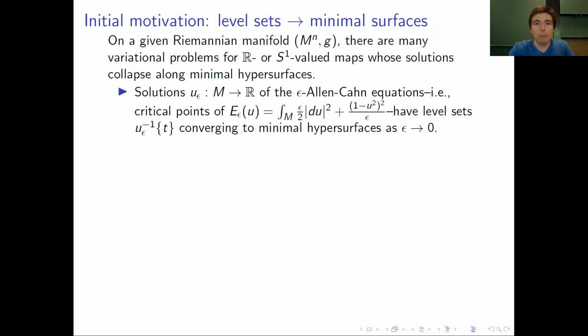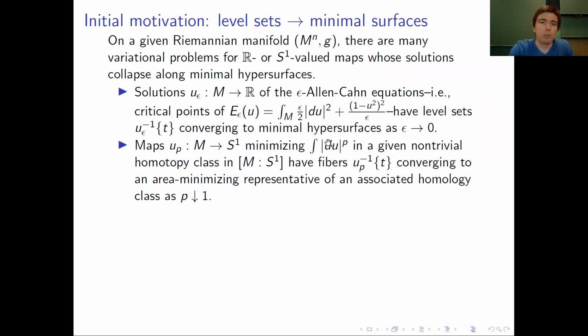Two of the classical examples are, say, real-valued solutions of the Allen-Cahn equations. These are critical points of an energy functional where you have a Dirichlet term plus a term that's trying to pull your function to, say, plus or minus 1. Then as you take this parameter very, very small, in the limit you look like some characteristic function, something taking values in plus or minus 1. In fact, the level sets all collapse along some minimal hypersurface in the limit. And this has been exploited in various ways in recent years.